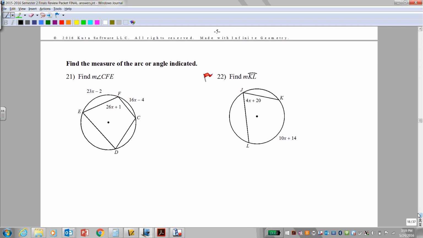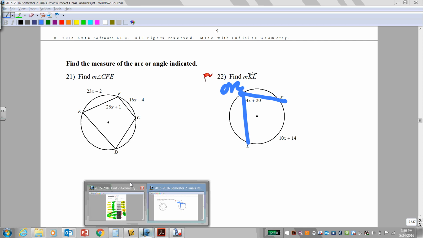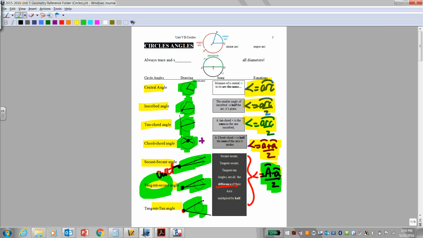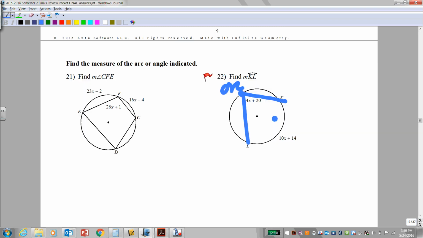It said find the measure of the arc or angle indicated. So you start by tracing, figuring out what kind of angle you've got going on here. So I trace, and I see that that is an angle on the circle. And I look here, and we see, oh, lo and behold, it is inscribed. An angle equals half the arc. So I write that down. Angle equals whatever that arc is, we're going to sweep it over 2.